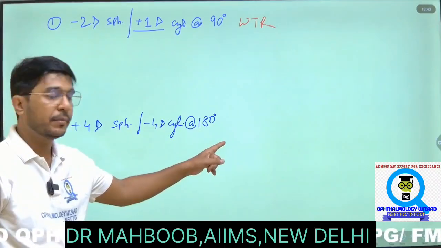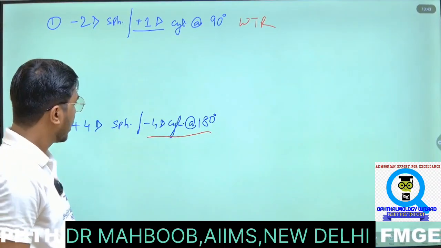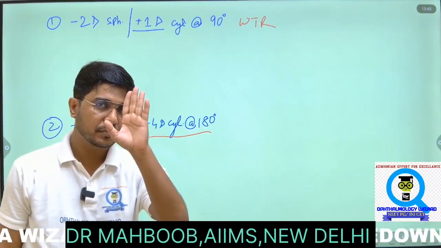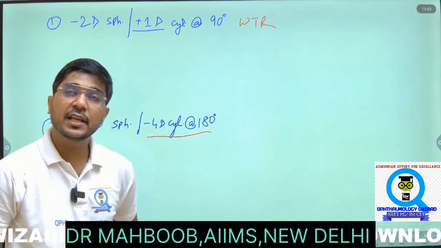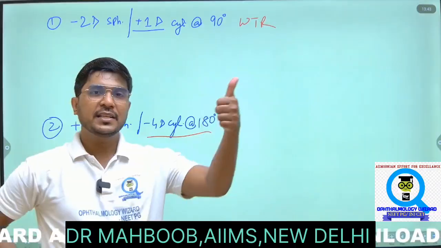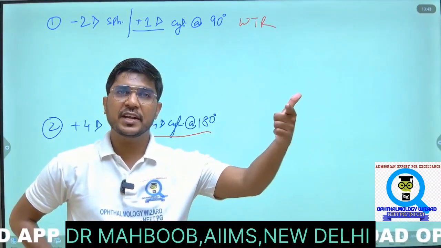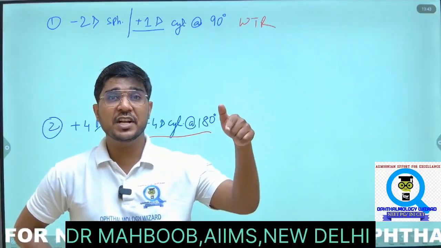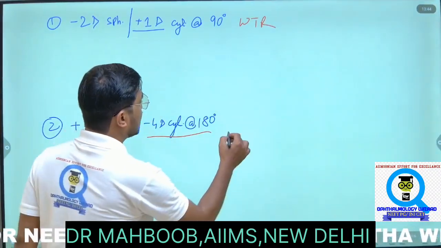Here, look at here. You know that plus at 90 degrees is with the rule astigmatism. So minus at 180 degrees, what? Plus at 90 degrees is with the rule. Plus at 180 degrees is against the rule. So minus at 180 degrees will be with the rule. So this is also with the rule.